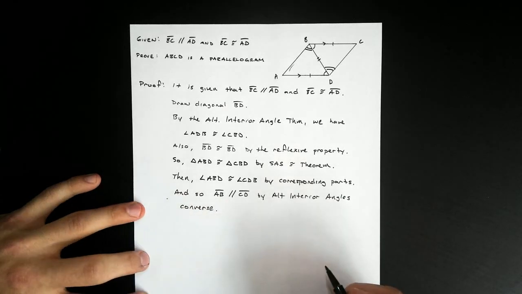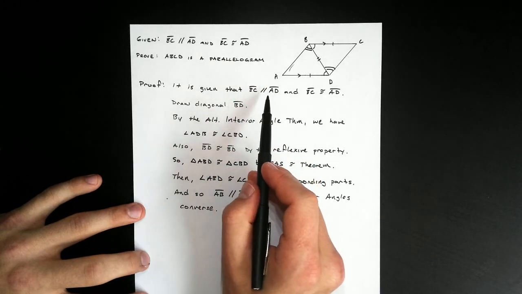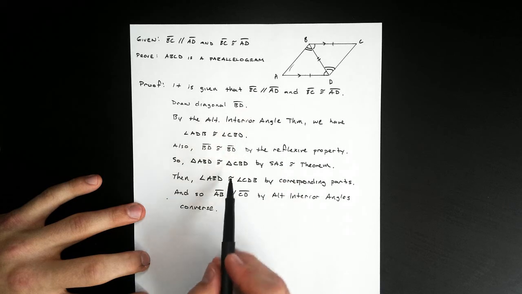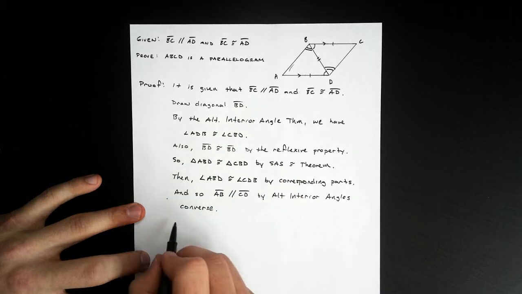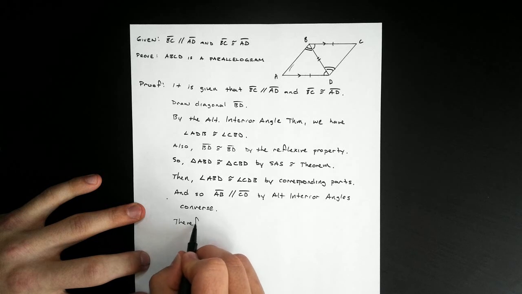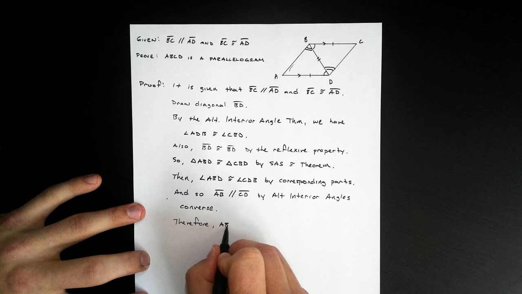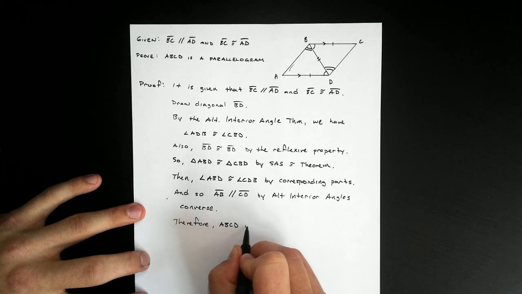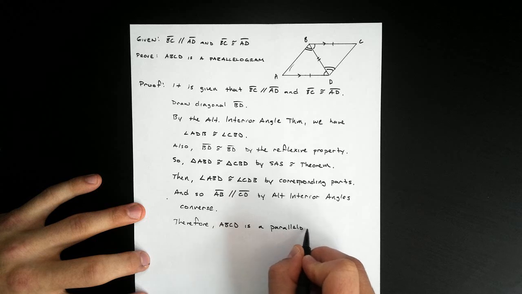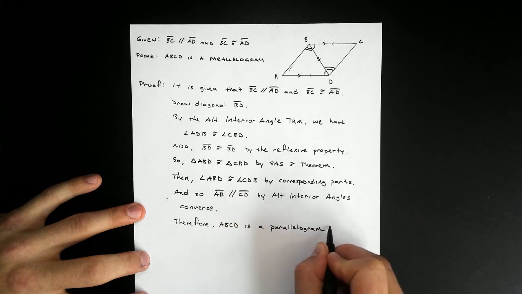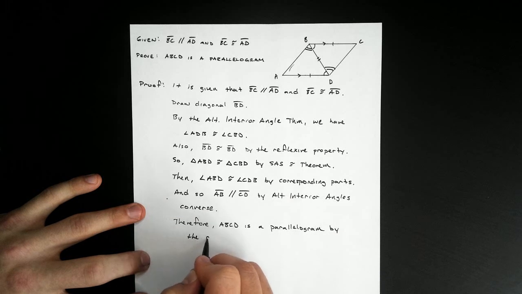Okay, so we already knew to start with that we had one pair of parallel sides. Here we just got to the second pair of sides is also parallel. So then we can finish up. Therefore, quadrilateral ABCD is a parallelogram. And the reason we know that is just the definition.